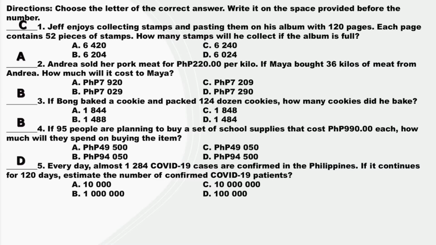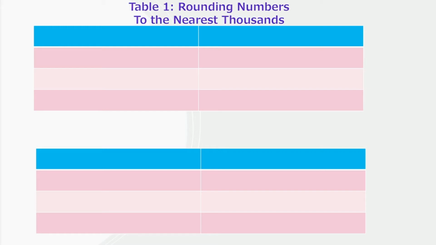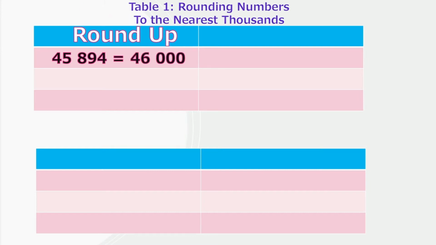letter D. Let us have a review of rounding numbers. Table 1. Rounding numbers to the nearest thousands. First, round up. 45,894. The answer is 46,000.